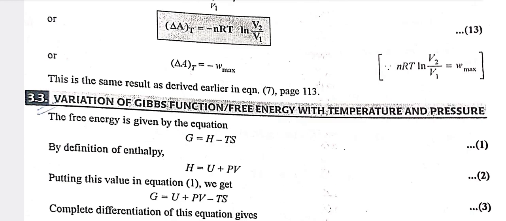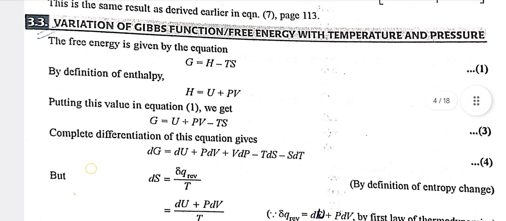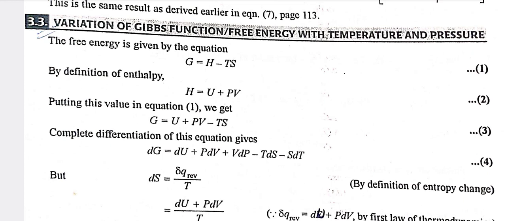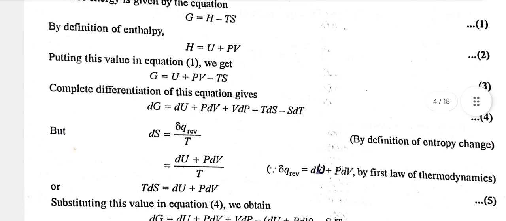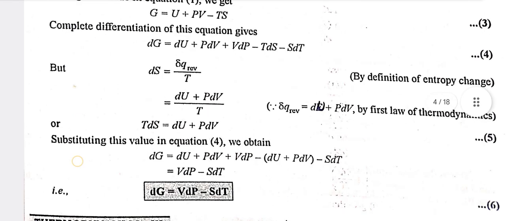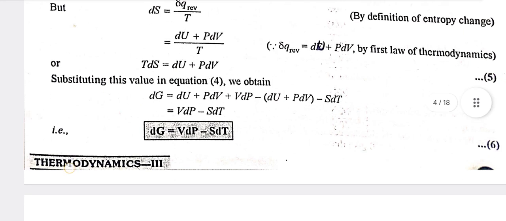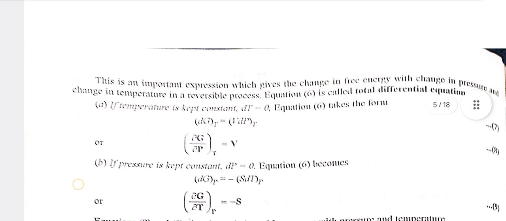Variation of Gibbs function or free energy with temperature and pressure. The free energy is given by G is equal to H minus TS. By definition of enthalpy, H is equal to U plus PV. Putting this value in equation 1, G is equal to U plus PV minus TS. Equation 3, complete differentiation of this equation gives dG is equal to dU plus PdV plus VdP minus TdS minus SdT. dS is equal to del Q by T equal to dU plus PdV. Substituting the value of the equation, we obtain dG is equal to dU plus PdV plus VdP minus dU minus PdV minus SdT. So dG is equal to VdP minus SdT.